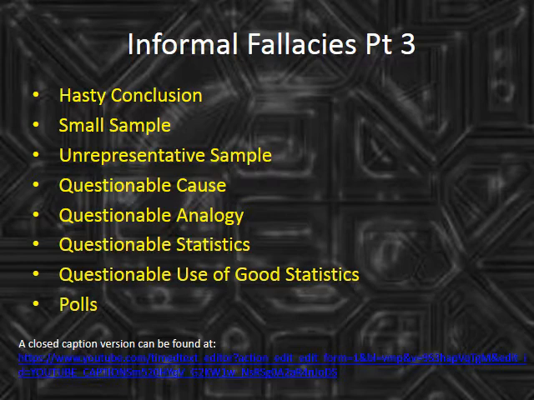This time we'll be talking about hasty conclusions, small sampling errors, unrepresentative samples, questionable cause, questionable analogy, questionable statistics, and the questionable use of good statistics, including the special case of biased polling. This is our last major section dedicated specifically to a named list of informal fallacies, but this doesn't mean that we have covered all the informal fallacies out there. There are many, many more.